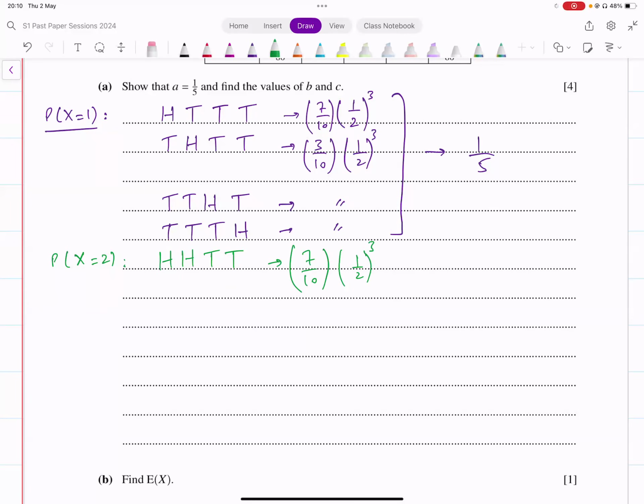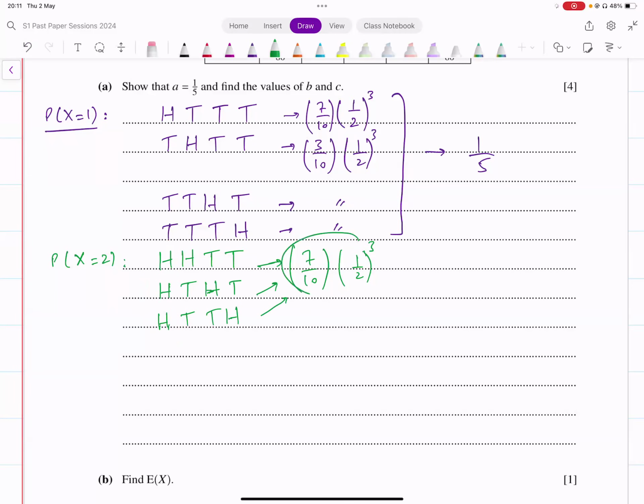And then what are the other possibilities? With the first being head, the remaining coins could be tail, head, tail, or they could be tail, tail, head. All of these are going to be the same, right? Because only the first one is biased. So if the first is head, the probability of first is 7/10. The probability of the second, third, and fourth, they are all 1/2. So they're all the same.